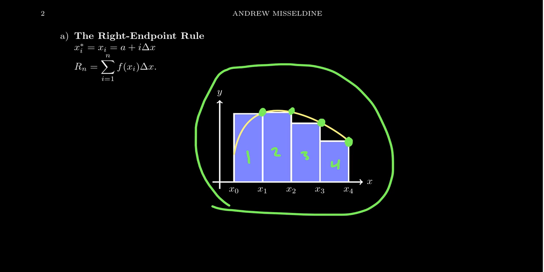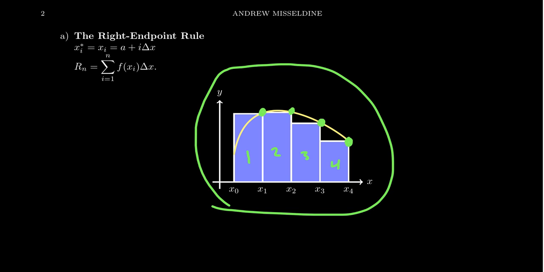As we're going, if you look at the first interval, from x0 to x1, you'll notice that the function was increasing. And because it's increasing, the right endpoint rule actually overestimates the area under the curve. So the right endpoint rule always overestimates when you are increasing. On the other hand, if you go from x3 to x4, the function here is decreasing, it's going down. And as such, the right endpoint rule will underestimate. There's a gap right there between the area under the curve.